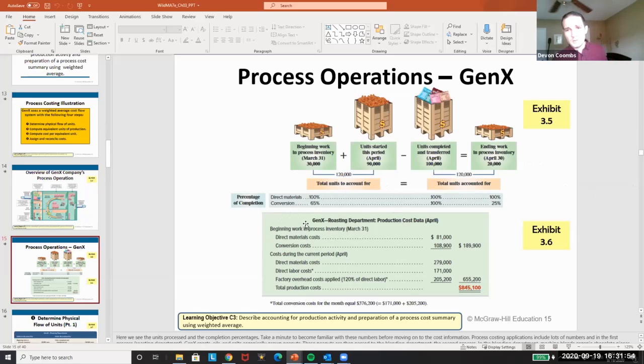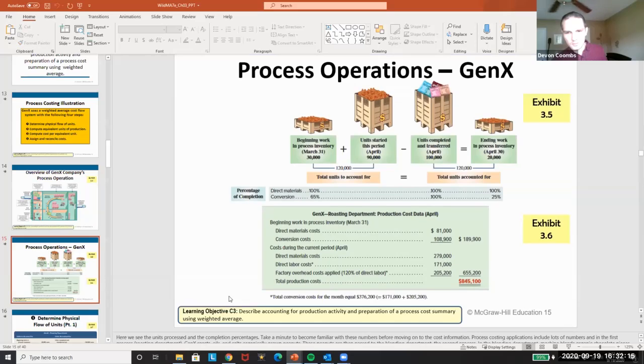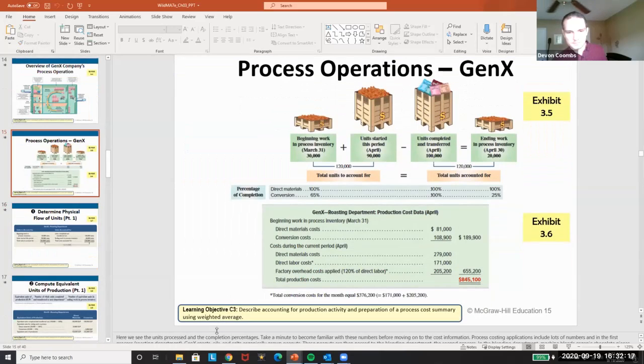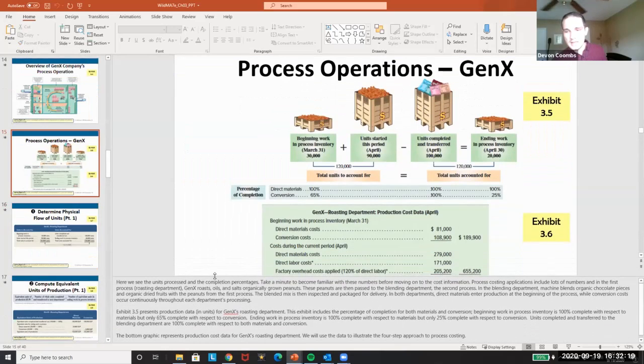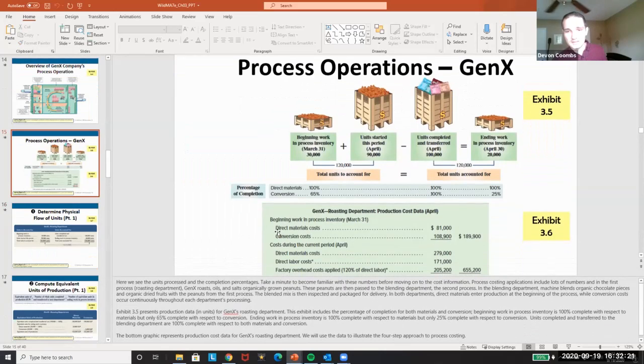And so then we have to look at this from a units method. Okay, now we know how many units we need to account for. Well, how do we apply cost to these units? Well, we're going to say our direct materials are 100% complete, and our conversion costs are 65% complete. And so let's see how it's flowing here. You have these slides available to you so you can see these fact patterns.